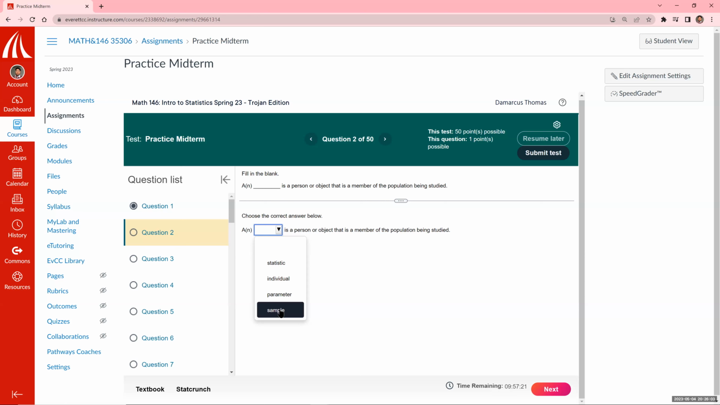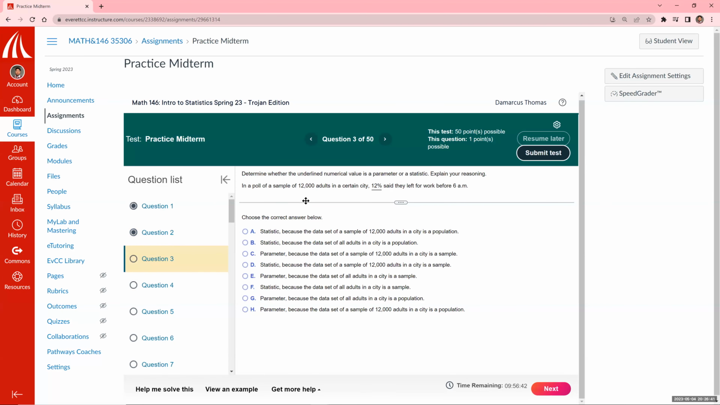So it's not sample, it's not statistic, it's really between individual and a parameter. But a parameter is more of a numerical measure for the population, whereas an individual, this seems like more of a correct answer, but this question doesn't seem that good of a question, honestly. I'm just going to answer individual. I'm not being graded on this, so it's okay.